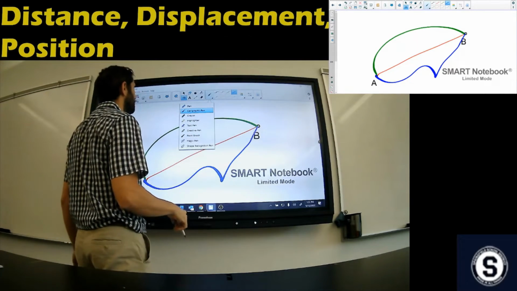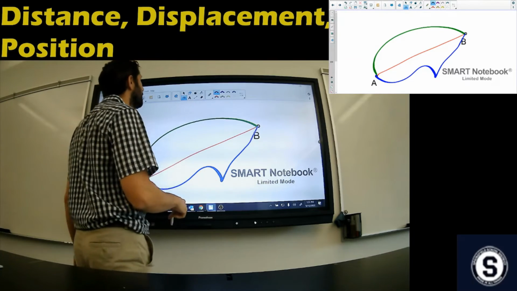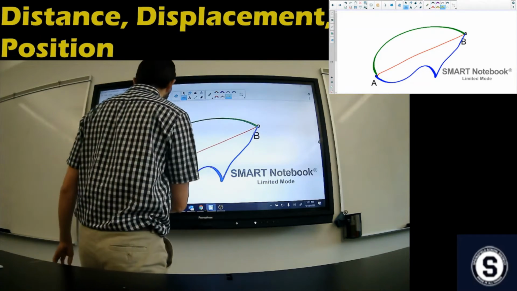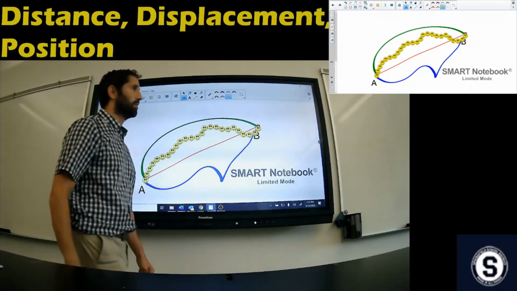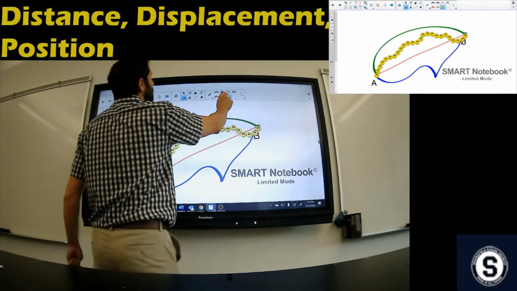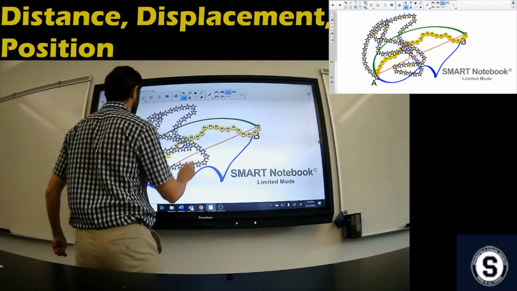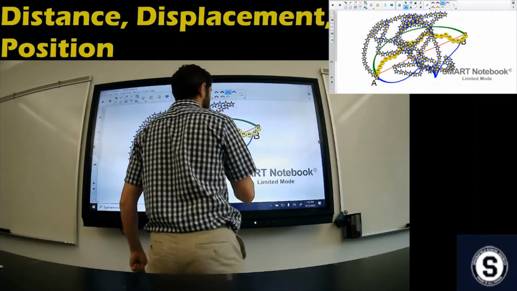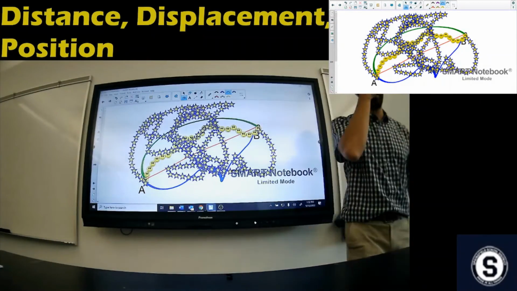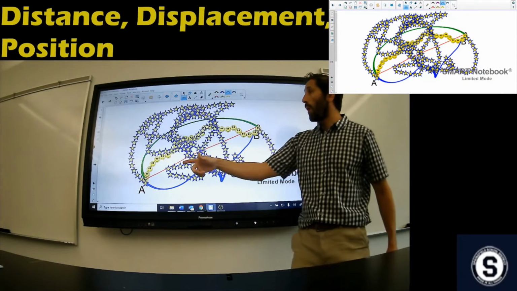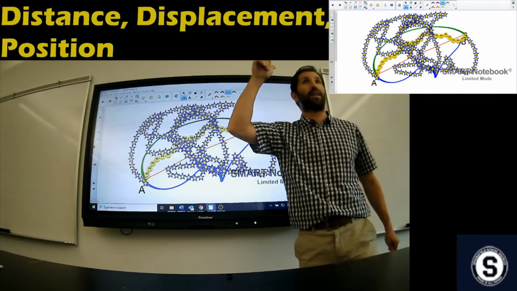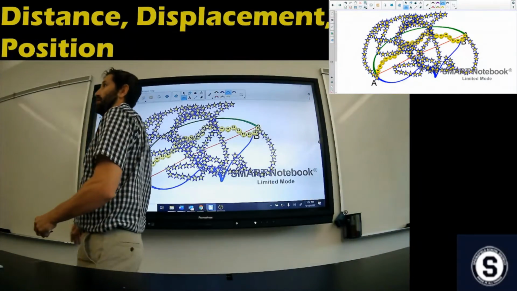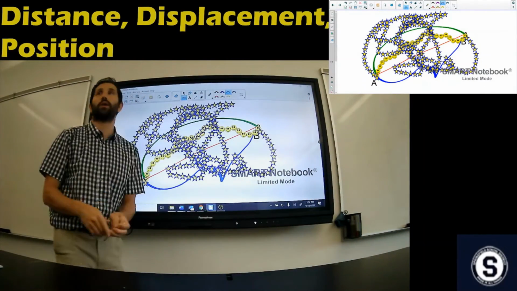Or, I don't know, let's get fancy. What do we want to do? Creative? Yeah, let's try that. We could take this smiley face path from A to B. Or we could take this star path from A to B. Okay? All of those paths have different distances. They have different lengths of path. We strung a piece of string along each one.